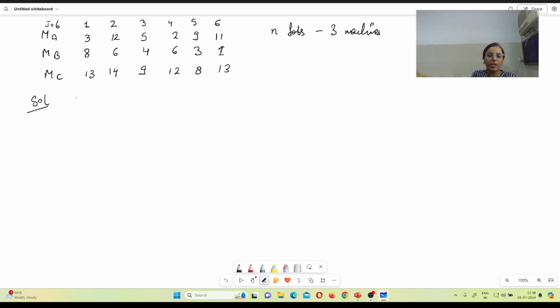First, as we have discussed in the steps, we have to find the minimum value in machine A. The minimum value of machine A is definitely 2, so write it down as 2. Similarly, we have to find the minimum value in machine C: 13, 14, 9, 12, 8, and 13. Yes, it is 8. So write down that the minimum value in machine C is 8. This is the first point: find the minimum value in machine A and machine C.